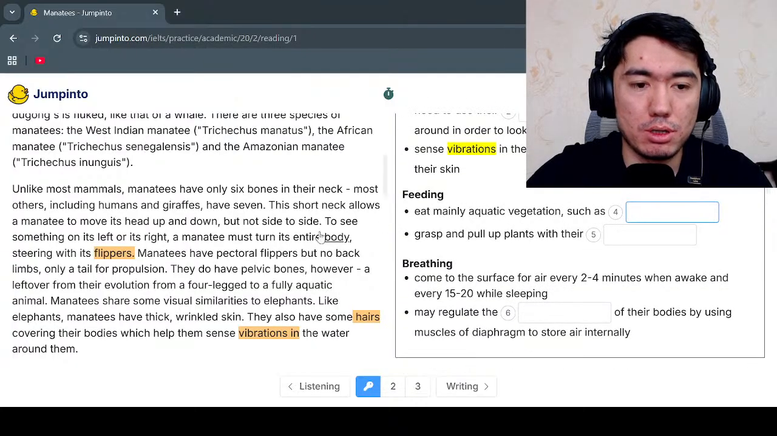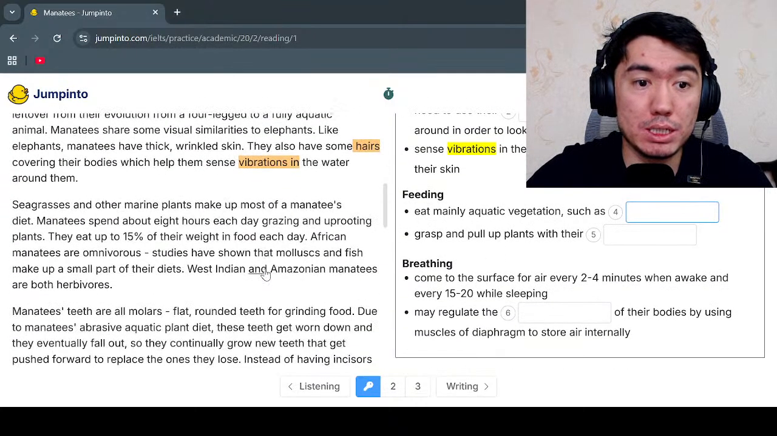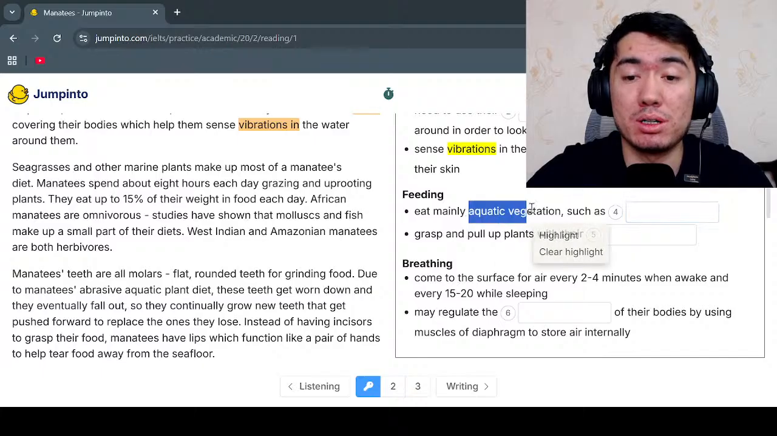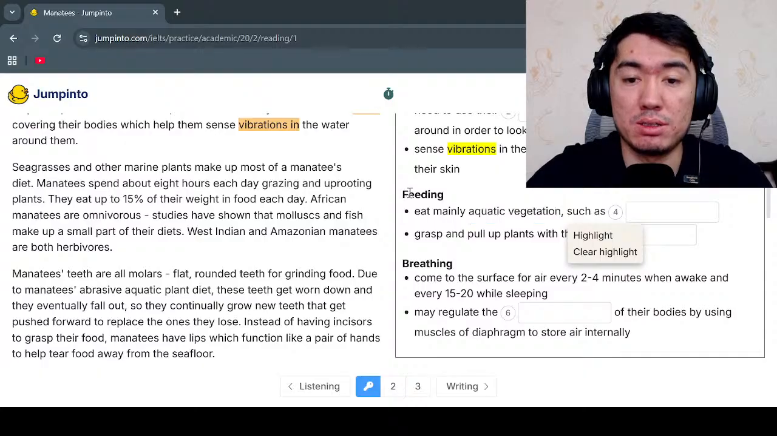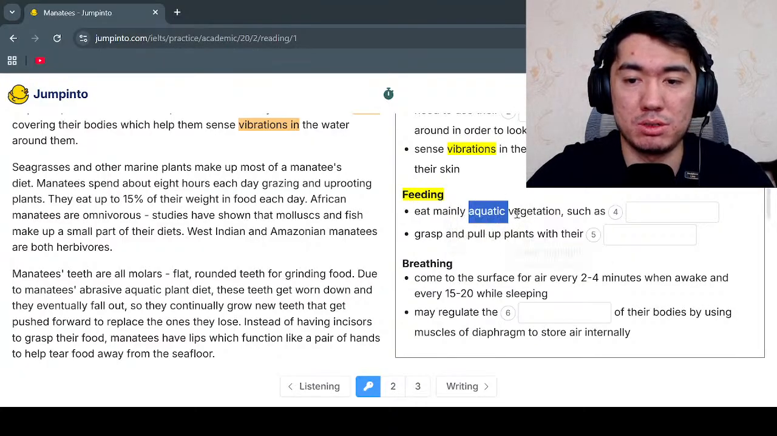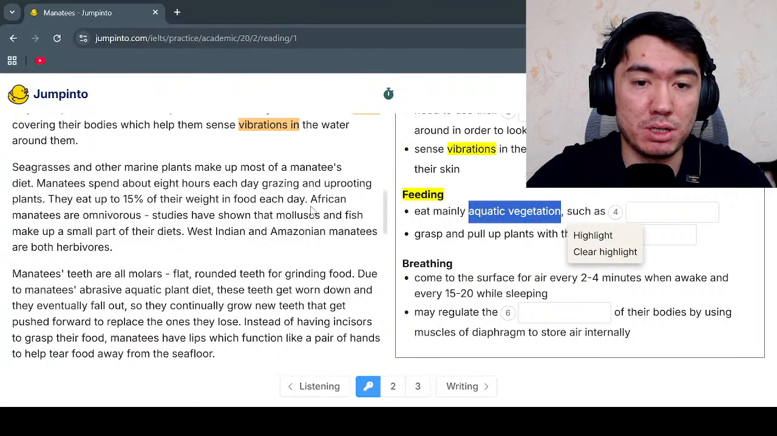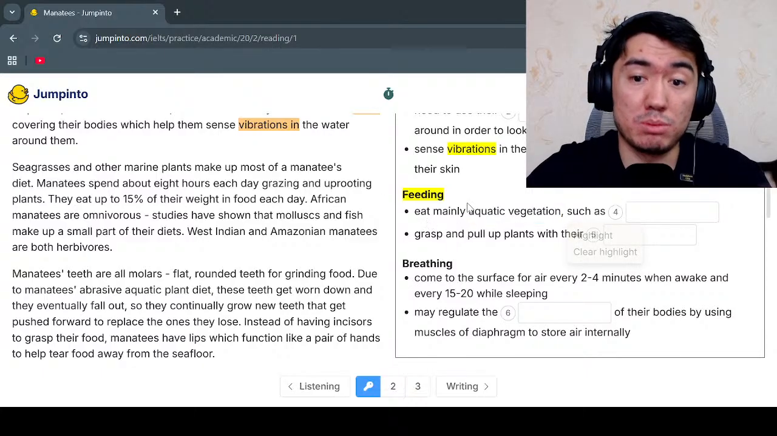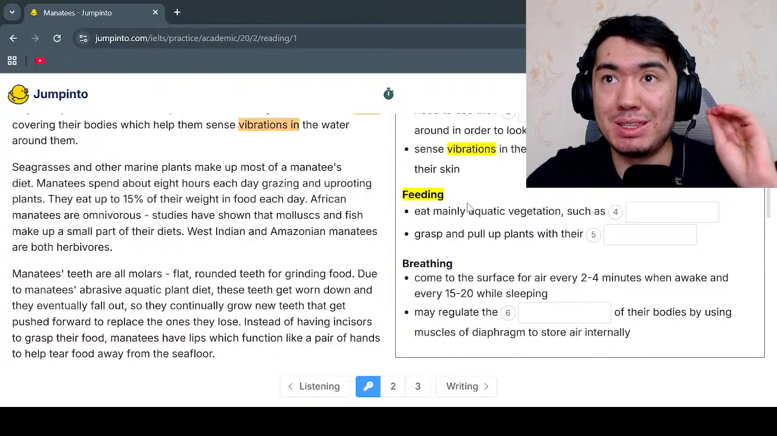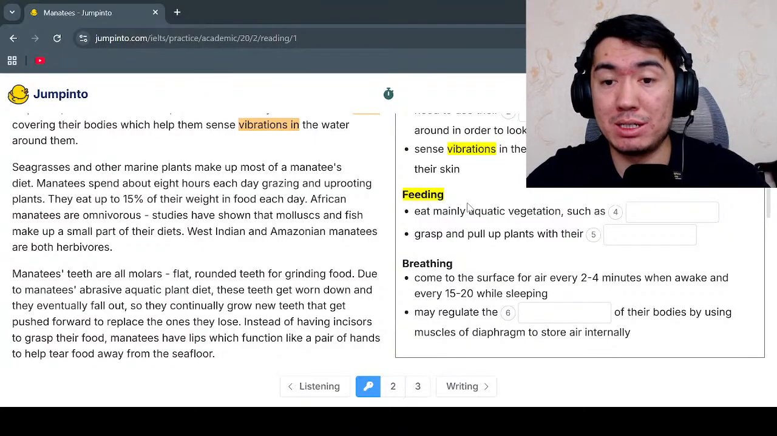Thank you. So feeding, what they eat. Now, aquatic vegetation. I'm afraid this word is very paraphrasable, so I just need to find where the information about feeding or food is given. And that'll be my location keyword here, not this, because I'm guessing it's going to be paraphrased. So when I'm choosing a location keyword, I make sure the word I choose can't be paraphrased. It's going to be the same in the passage as it is in the question.